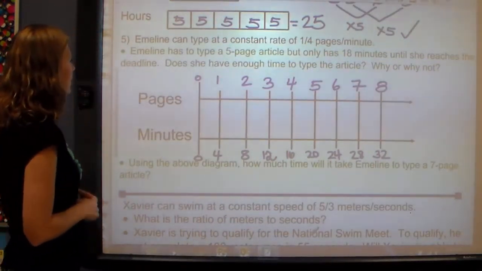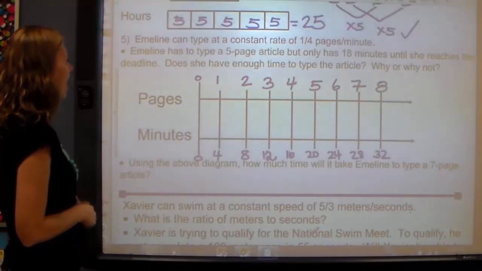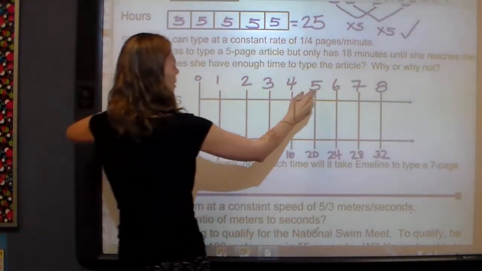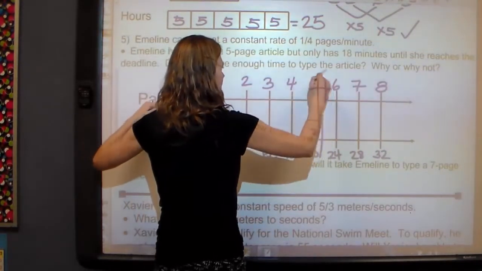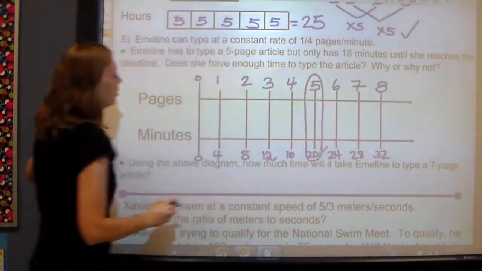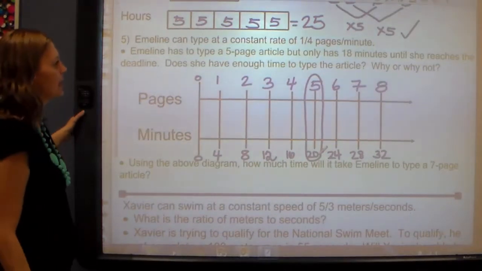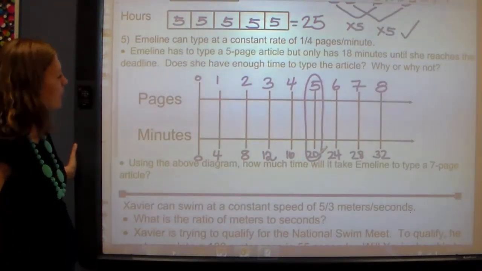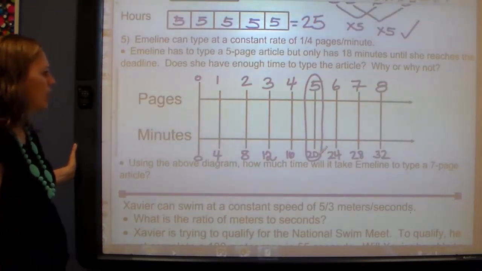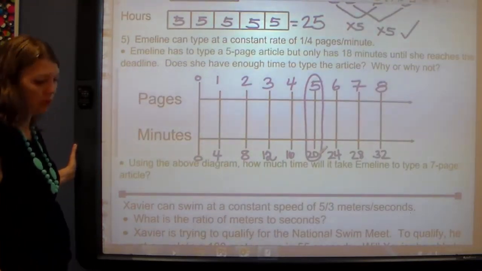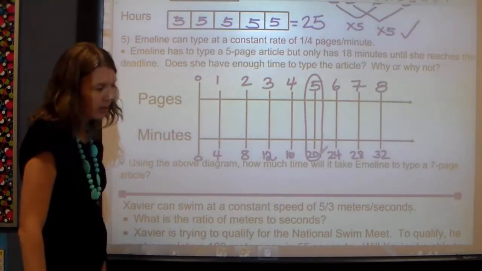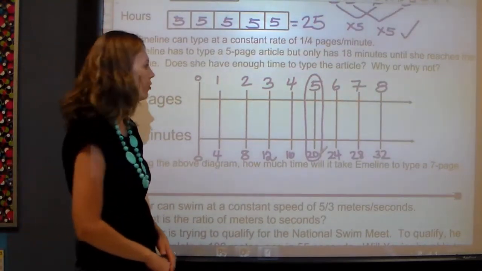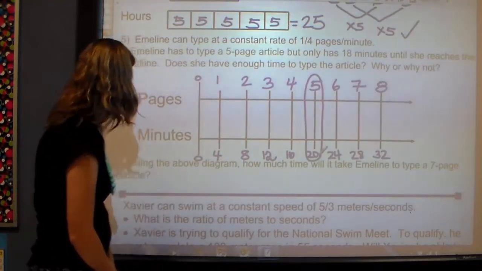So again, it says that Emmeline has to type a 5-page article. 5 pages is right here. This is how long it would take her. It would take her 20 minutes. It says she only has 18 minutes until she reaches the deadline. So will she have enough time to type that? No, because typing 5 pages will take her 20 minutes. She will be 2 minutes over the deadline.